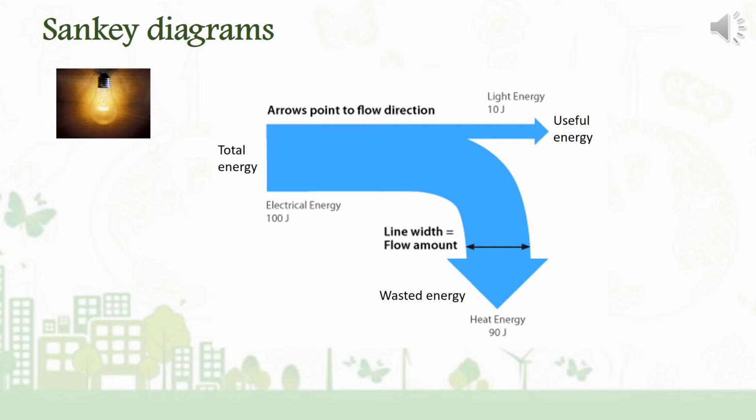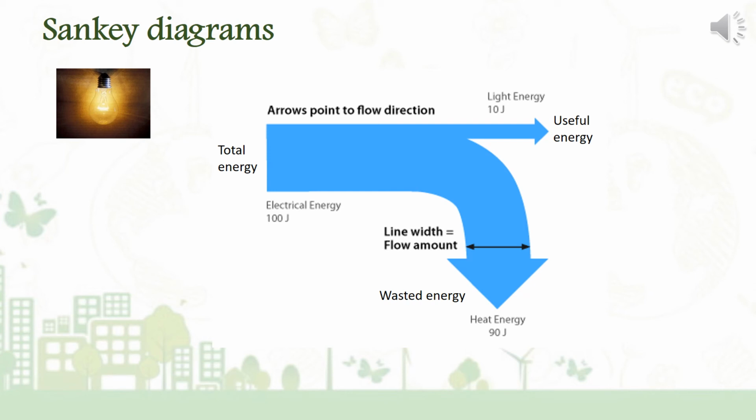Here you can see a Sankey diagram in this slide. The total width of the arrow is showing the total energy we use. And the arrowhead shows the direction of energy flow.